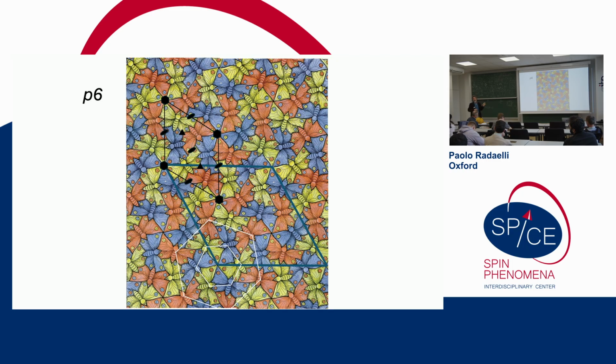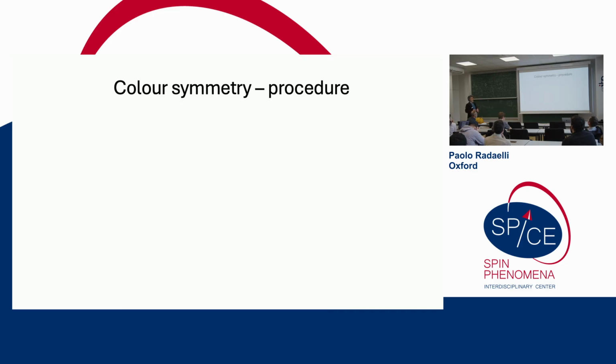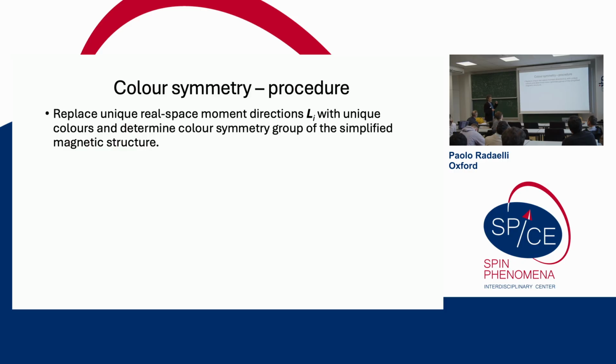I mean, spin nematic phases can be detected because there is a director field associated with them, right? So that's definitely possible. Okay, so how do you actually do it in practice? Well, you replace the unique real space moment direction, Li, with unique colors and determine color symmetry groups using the well-known procedures, which I'm not going to explain.